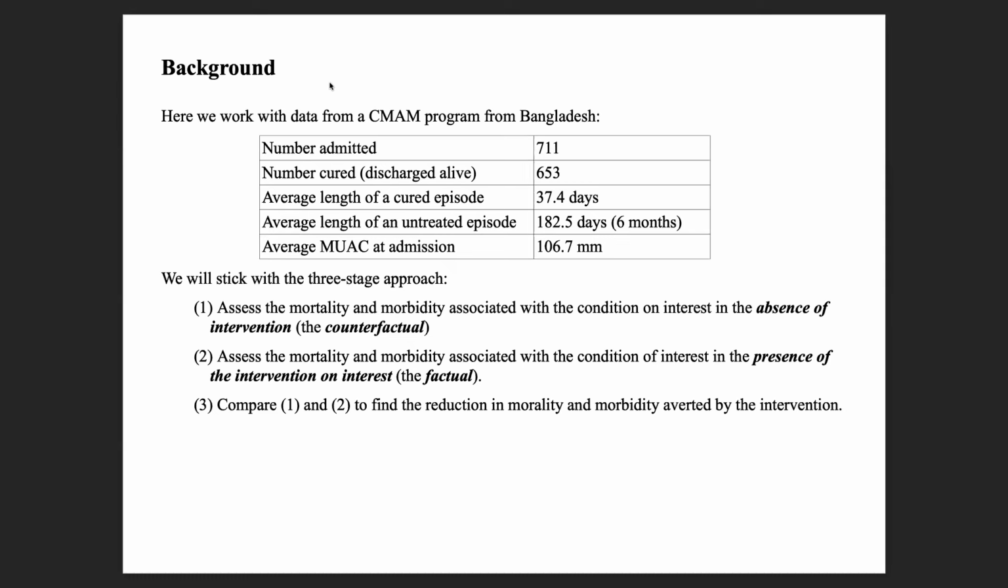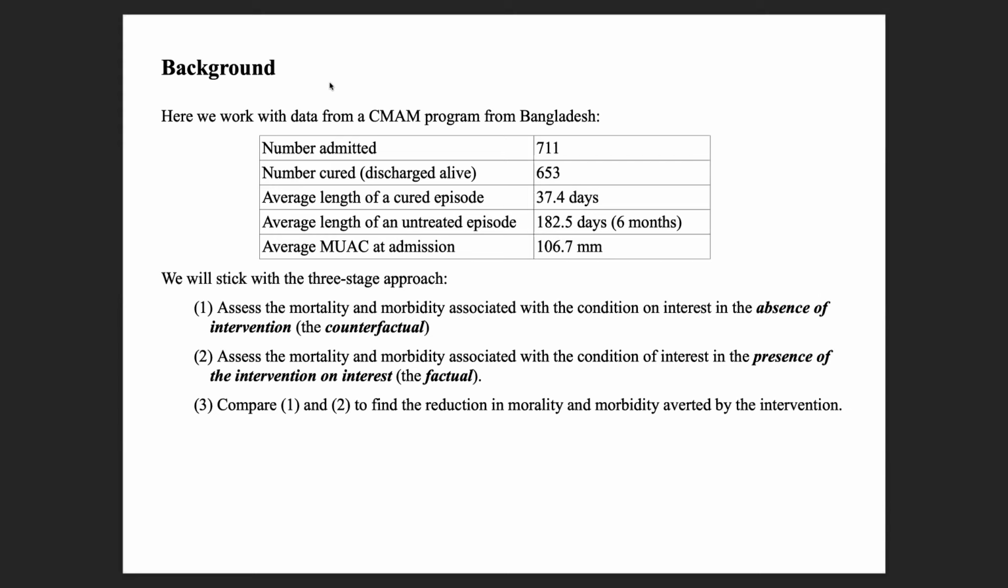It's the delivery of CMAM services entirely by community health workers. Here we can see the number admitted to the program was 711. The number cured, that is, discharged alive, was 653. The average length of a cured episode was only 37.5 days. The average length for an untreated episode is 6 months, and that's from historical data. And the average MUAC at admission in this program was 106.7 millimeters.